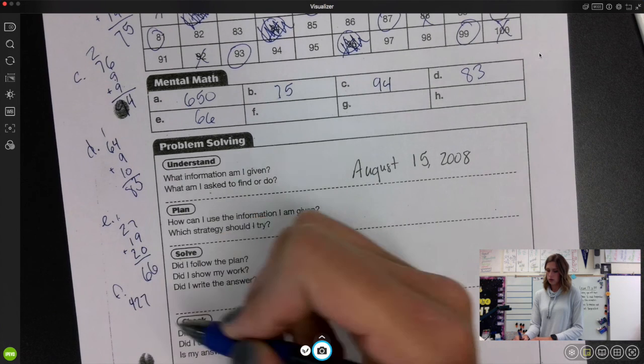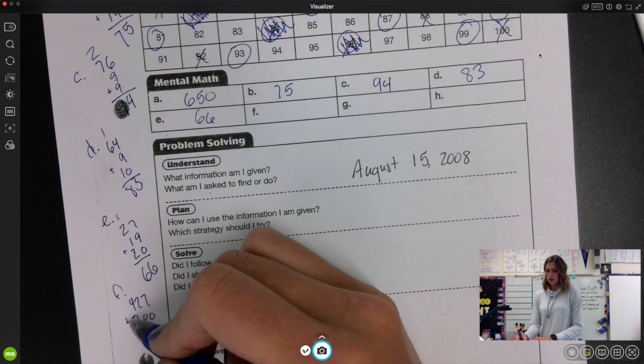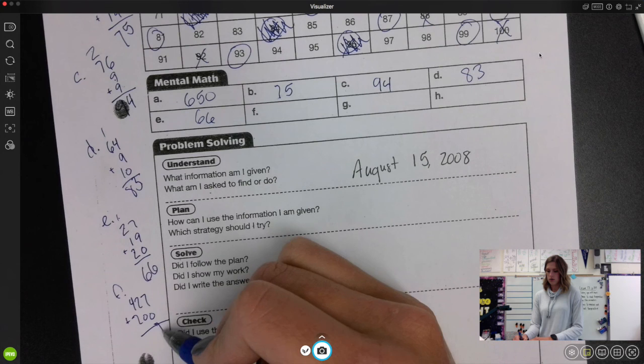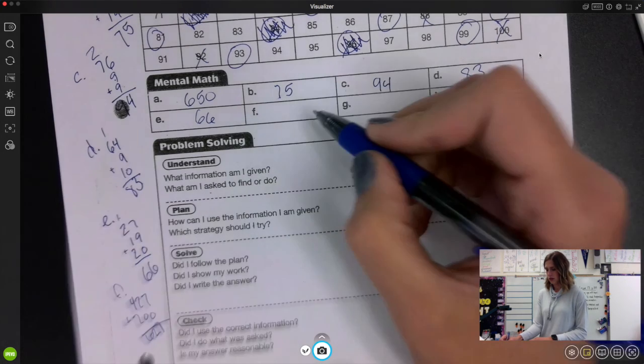F says 427 plus 200. 7 plus 0 is 7, 2 plus 0 is 2, and then 4 plus 2 is 6. So you get 627.